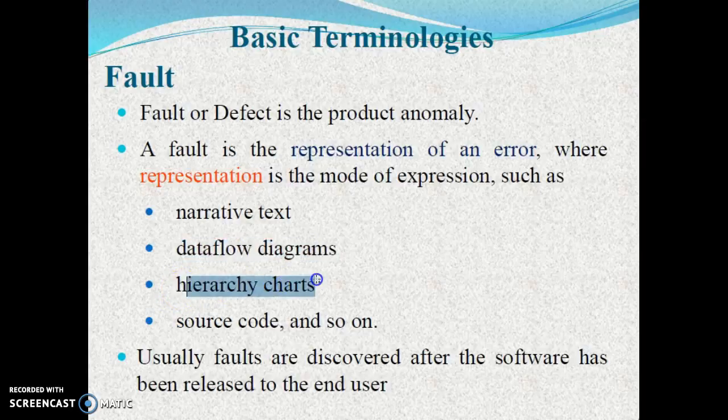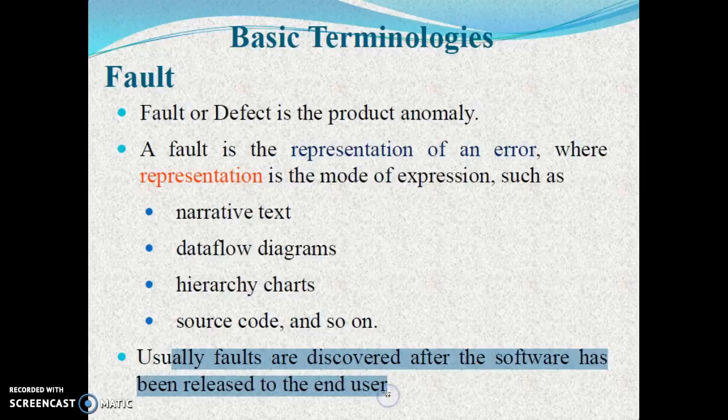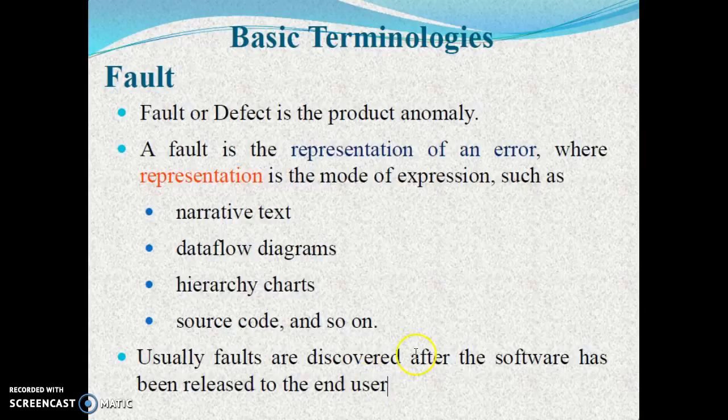Next are hierarchy charts. A hierarchy chart means we have one class derived from another class, and a third class derived from the first class. We may have different types of hierarchies: multiple, multi-level, hierarchical, or something different. So there may be some fault in that also. We also have source code, and we may have different types of faults. Source code also inherits some faults. Usually, faults are undiscovered after the software has been released to the end user. So a user may find some errors in the form of faults.